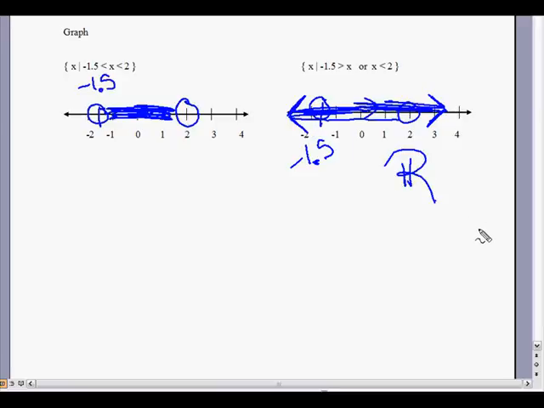So our or statements can have 2 arrows pointing on the outside, or they could shade everything. Our and statement will be trapped between 2 circles, or it'll be nothing.